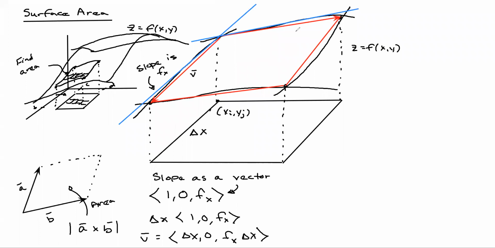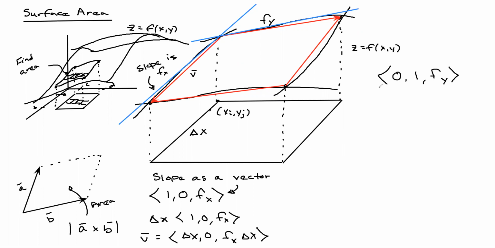Same thing, we could find the slope for that. So we know this is now a step in the y direction. This curve is in the y direction, and so the partial with respect to y is going to be the slope of that tangent line in the y direction. Then from there we could turn that into a vector. That's going to be 0, 1, partial with respect to y. That's saying if we take a 1 unit step in the y direction, we would get partial with respect to y vertical change in height.